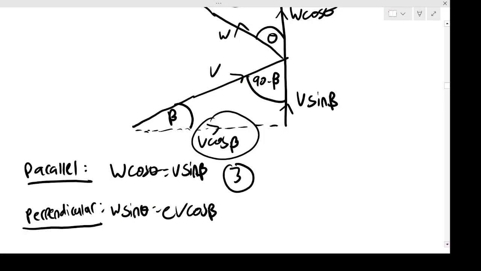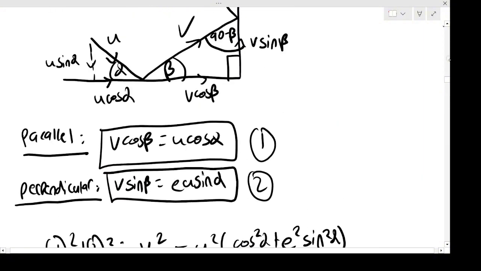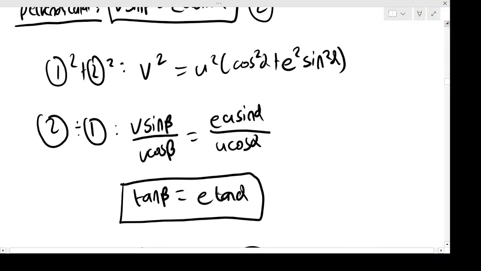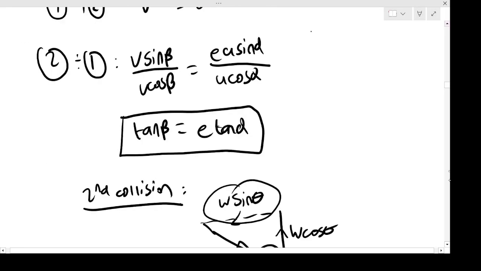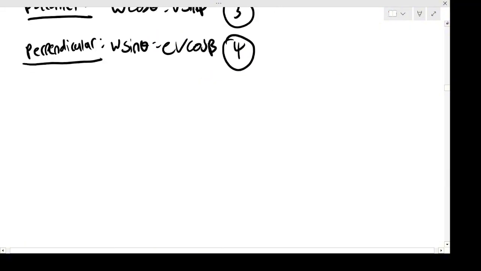Okay, so hopefully happy with that. Those are my standard equations, my parallel and perpendicular equations. Now again, I could square them and add them to get my speed W, but like with the first collision, we're going to have E involved, so we won't be able to nicely simplify and find the speed. So I'm not going to bother. All I'm going to do is divide the equations instead.